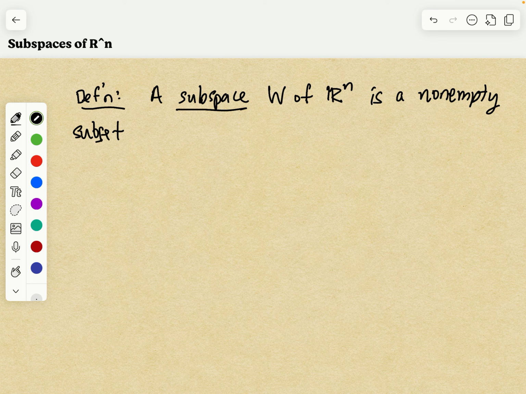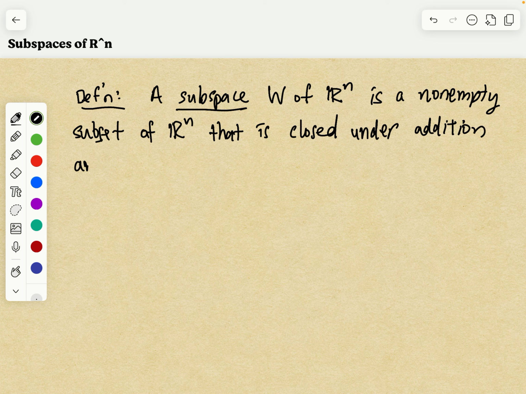So a subspace is a non-empty subset of Rn that is closed under vector addition and closed under scalar multiplication. For the purpose of this series of lectures, don't worry about the empty set. It's not really a big deal.